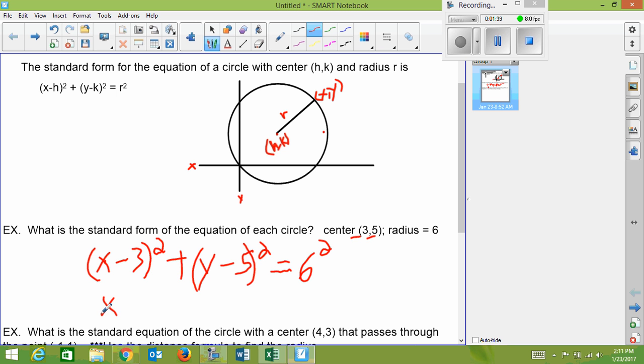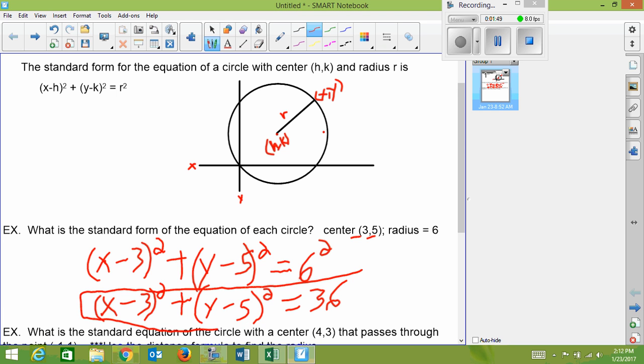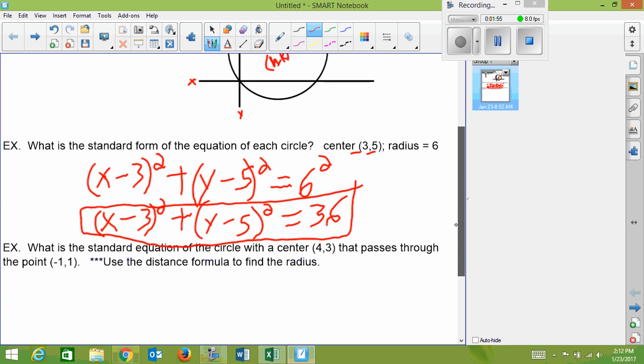And I could actually go ahead and rewrite this with the 6 squared worked out. So right here would be my equation, the standard form of the equation of that circle. And then I just have one more example for you.